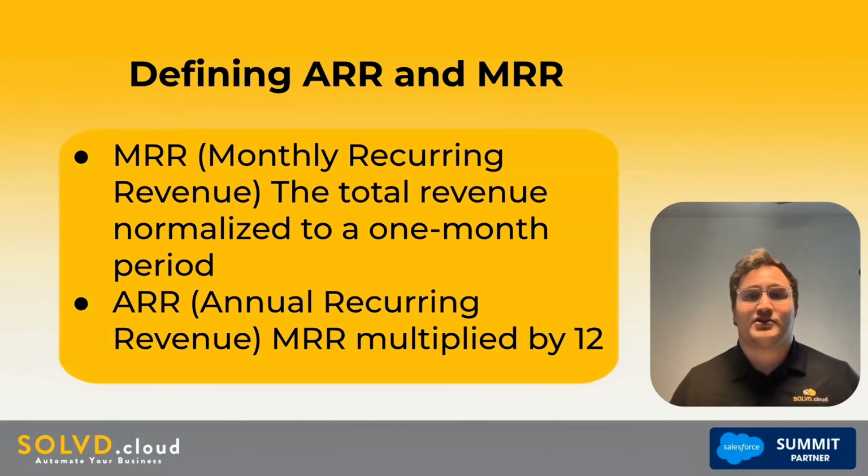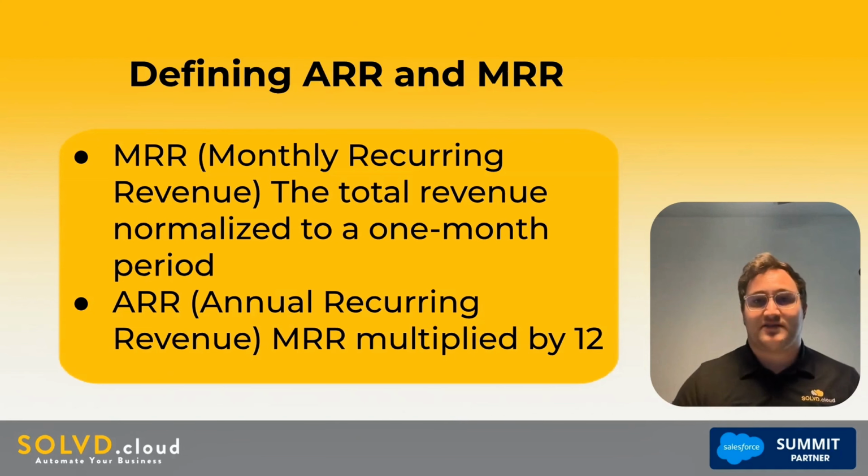Let's start with some clear definitions. MRR is the total revenue that you would expect to receive every month from your subscriptions. ARR is simply your MRR annualized, calculated by multiplying your MRR by 12. These metrics are crucial for understanding the health and growth of a subscription-based business.